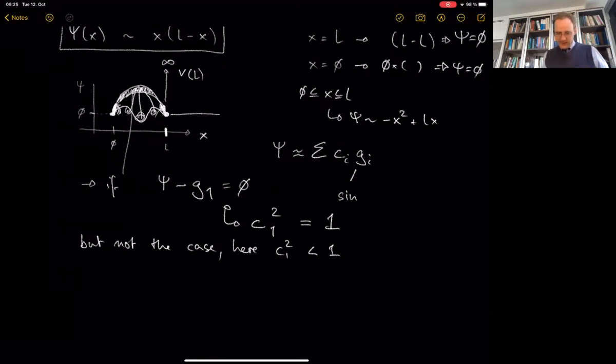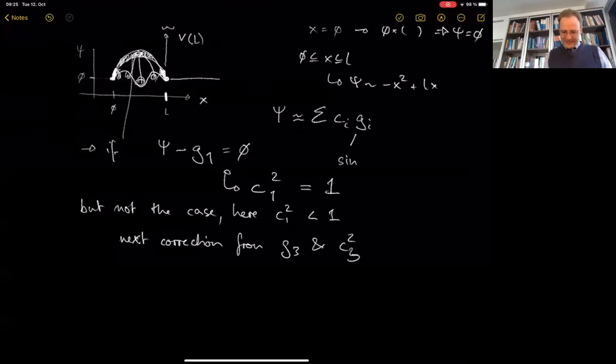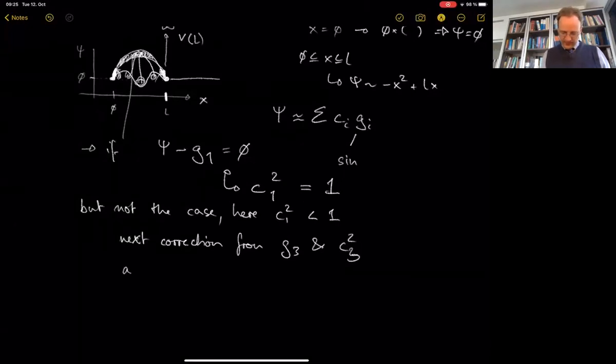So next correction from G3 and C3. And then the one after that, subsequent, you become increasingly more accurate in approaching that true wave function. You will get G5 and C5 squared.